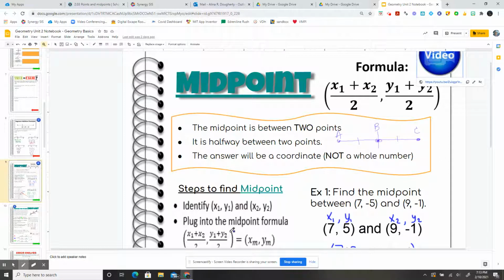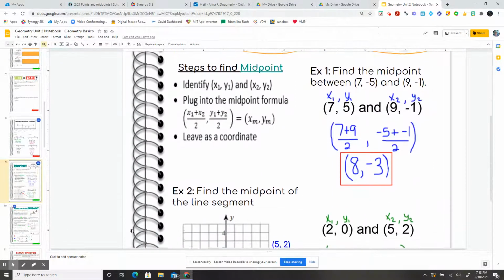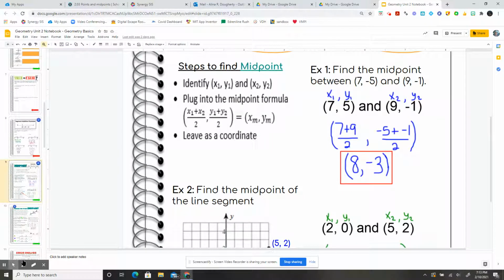So the steps to do that, you're going to do x plus x divided by 2 and y plus y divided by 2. So all we're going to do is plug it in. If I've got the x and the x, I'm going to add those together. 7 plus 9, 16 divided by 2. And then y plus y divided by 2.